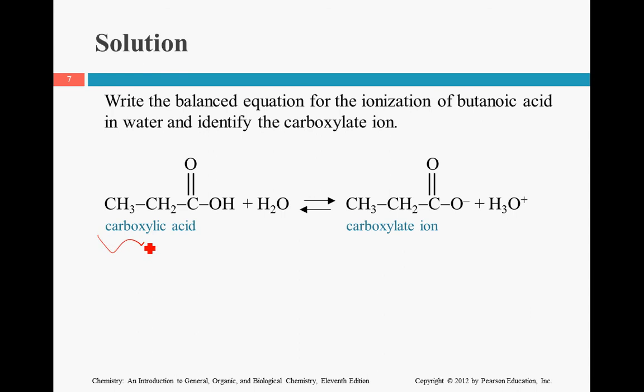So we start off with the carboxylic acid. The hydrogen is removed, which is why you have a negative sign. That's your carboxylate ion. The hydrogen goes over to water, producing the H3O plus with a positive sign.